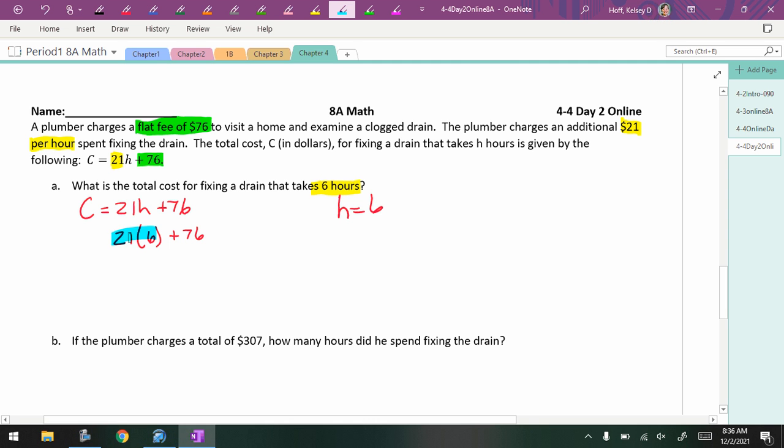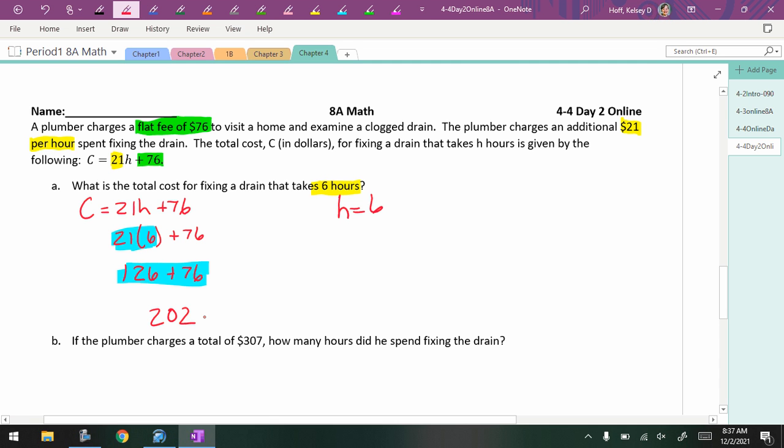You multiply. Everybody grab your calculator. 21 times 6, 126. Then we add 76 to it, 202. What label would go on 202?